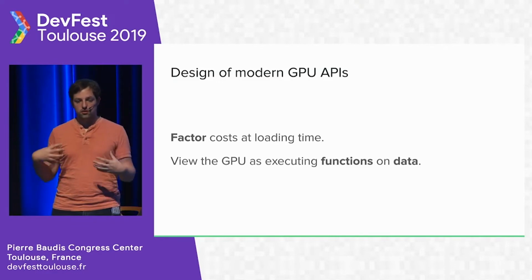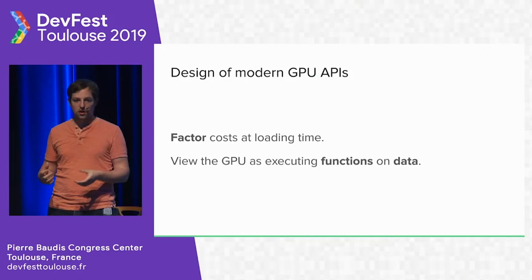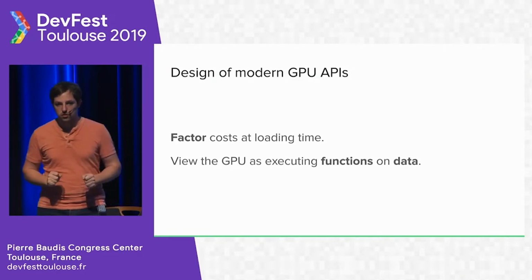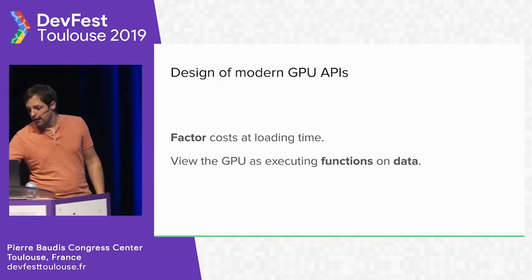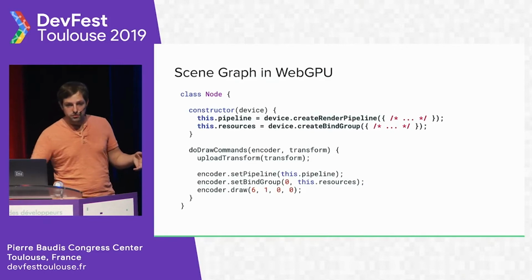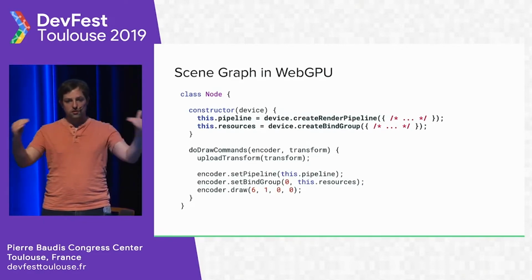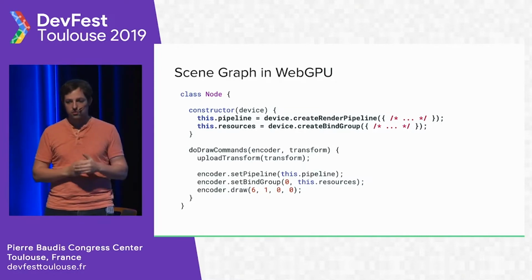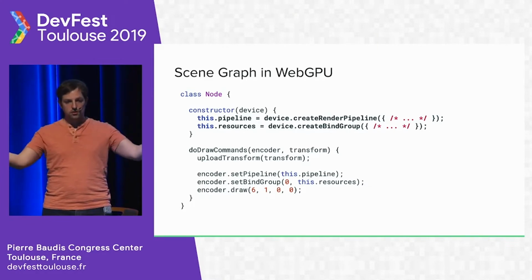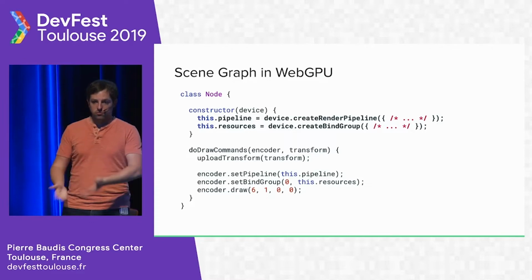And the second one is that it tries to see the GPU as a bunch of functions that operate on data versus previous APIs that see the GPU as some kind of state machine that you modify things on. So let's look at how we can factor costs at loading time. In WebGPU, you can factor things by creating the state of the pipeline at loading time. So instead of doing setup 3D pipeline in WebGL, you just create one object that's called the pipeline object. And then when you need to use it, you just set pipeline.